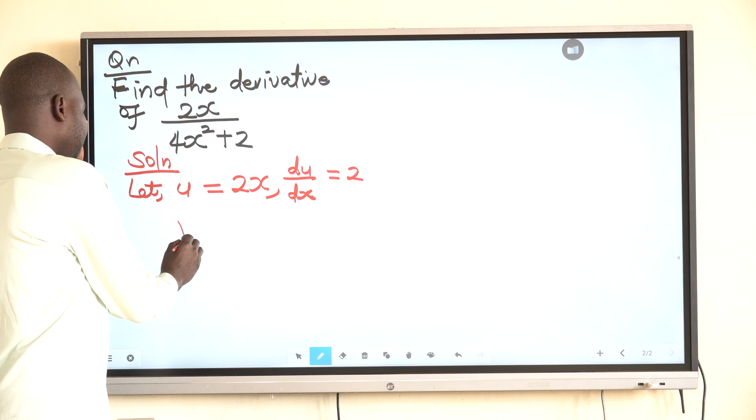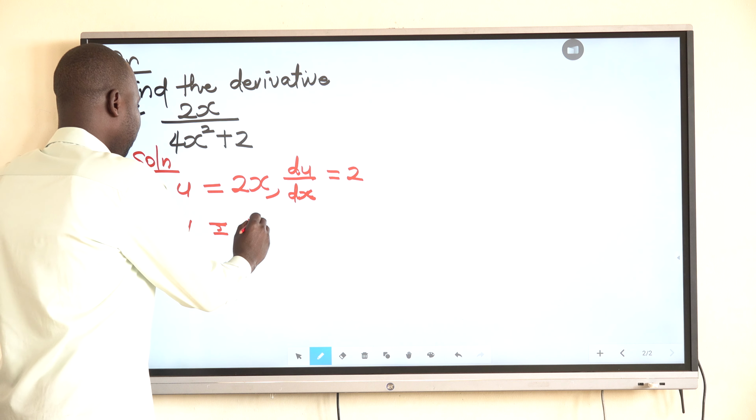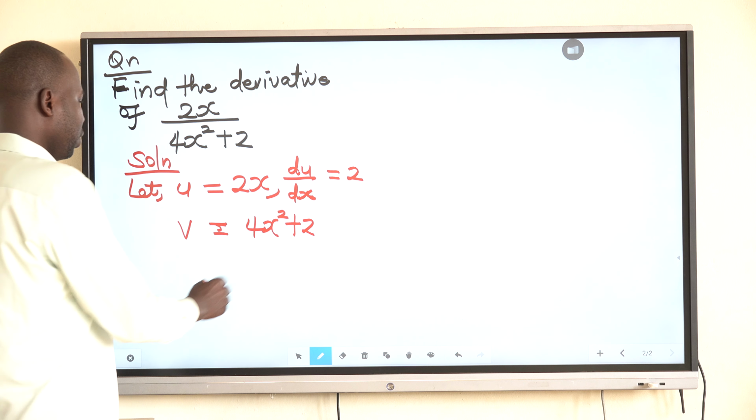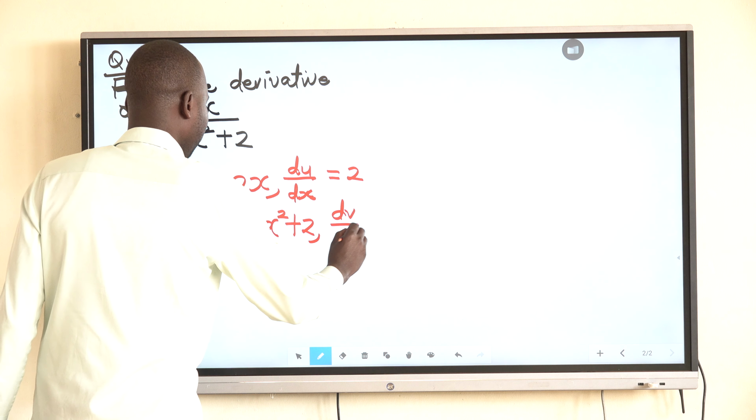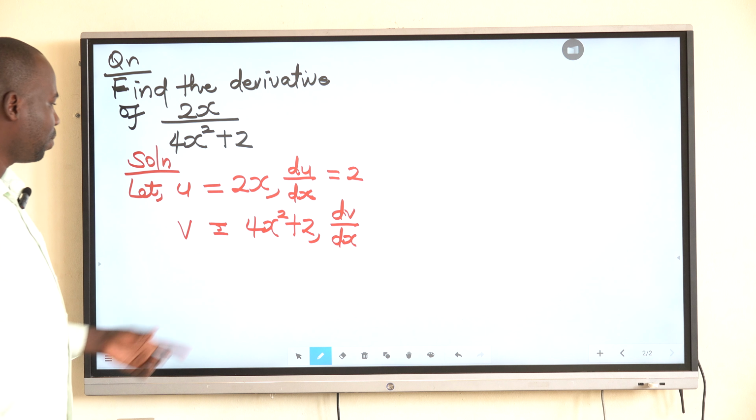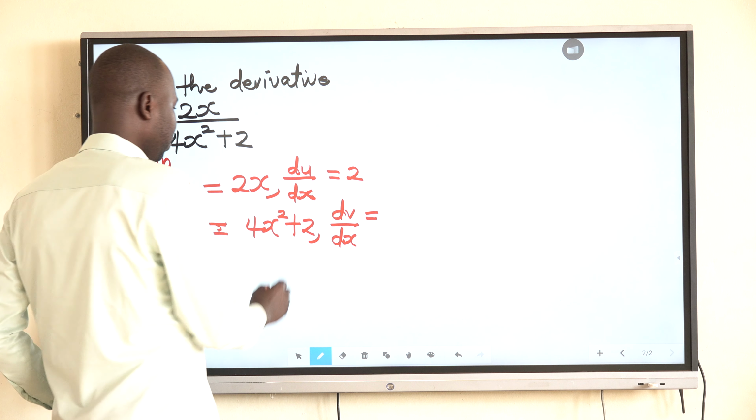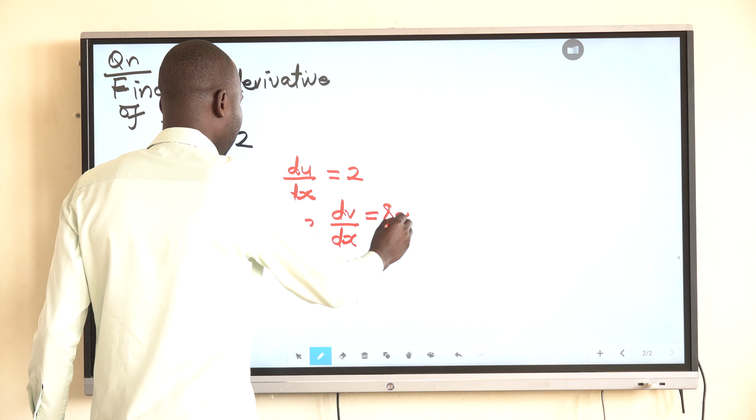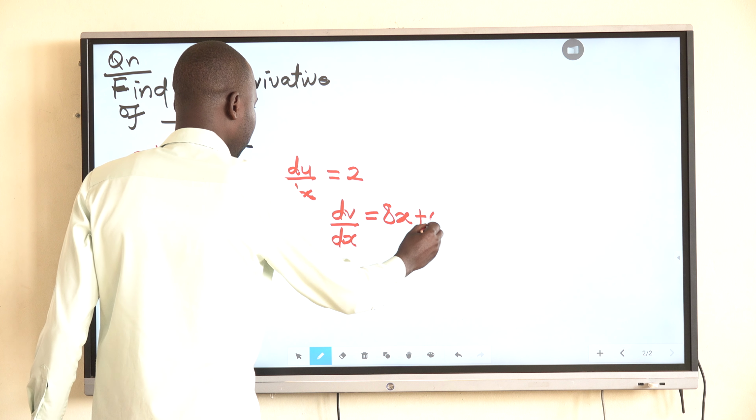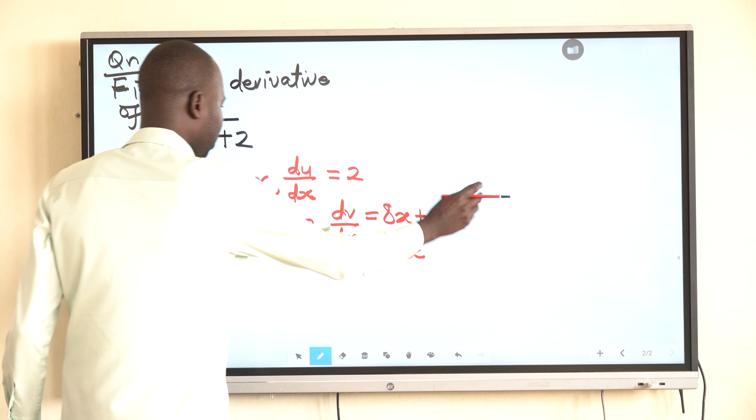We also let v be equal to the lower function, which is 4x squared plus 2. Now we are also going to differentiate v with respect to x. So this is dv/dx. What do we get here? This 4x squared, when we differentiate, the 2 multiplies here, and we shall have 8x. The power reduces by 1. And when we differentiate a constant, which is this 2, we get 0. So dv/dx is the same as 8x.